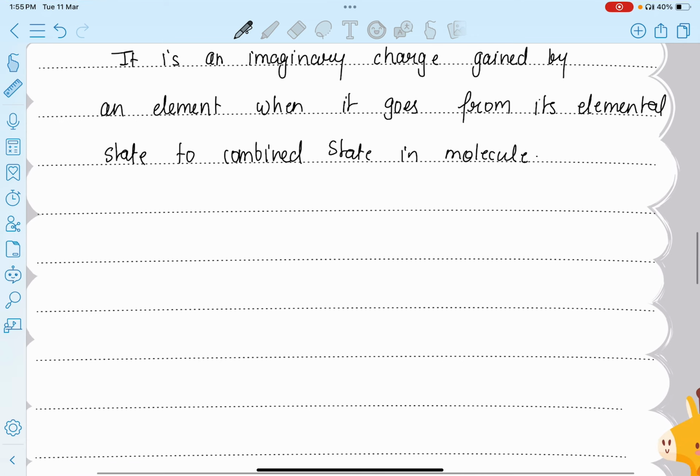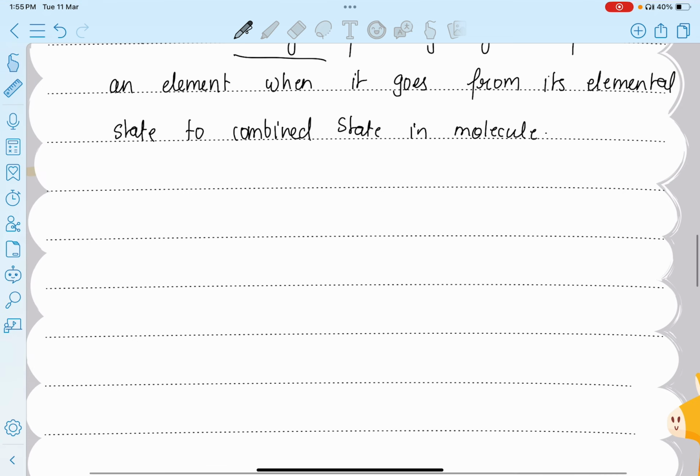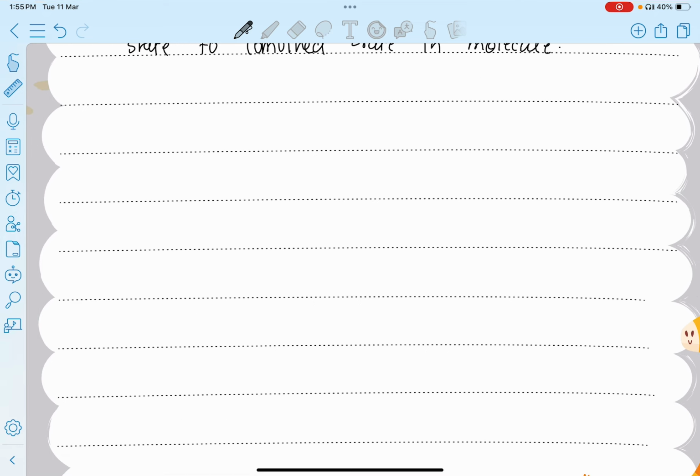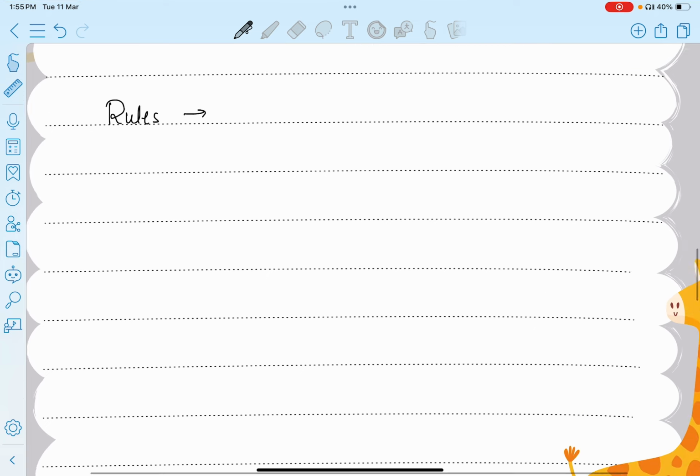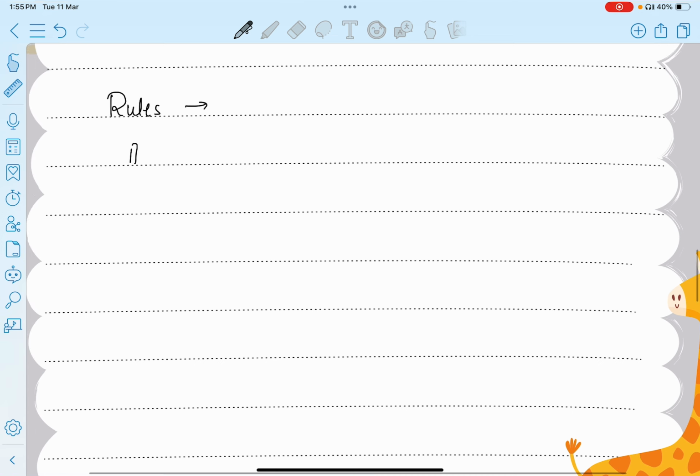Okay, so it is imaginary. It is not an actual charge. Okay, it is an imaginary charge of an element in a molecule. Okay, so we have some rules for the calculation of oxidation number. So firstly, we have to revise these rules, and after that, we will solve some questions. Okay. So the rule number one.